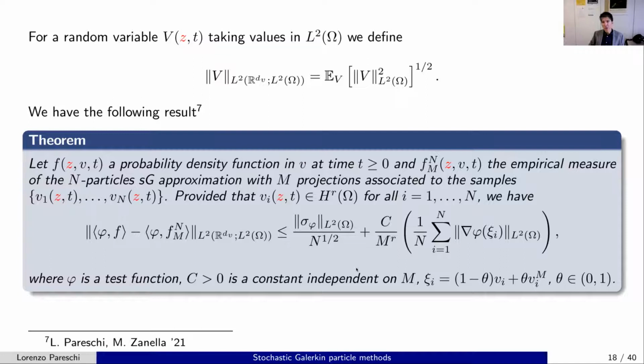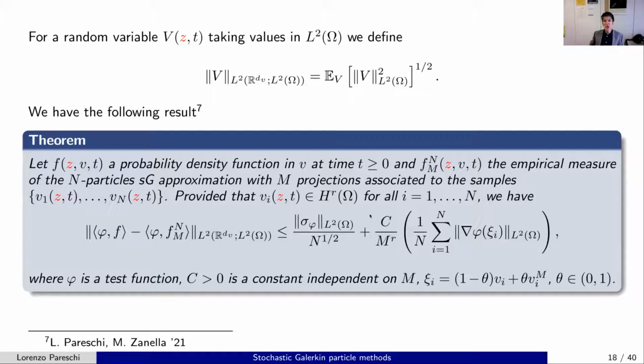It can be shown that this is what we are expecting. Basically, the error between the real moment of our function and the projected empirical density, the one that we reconstruct from the particle projection, is bounded essentially by a term which is the usual Monte Carlo convergence related to the particle dynamic, the particle approximation. This n to the 1/2 is the convergence in the physical space, in the particle space.